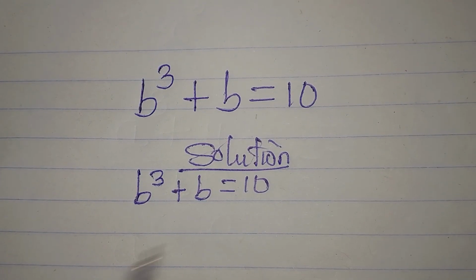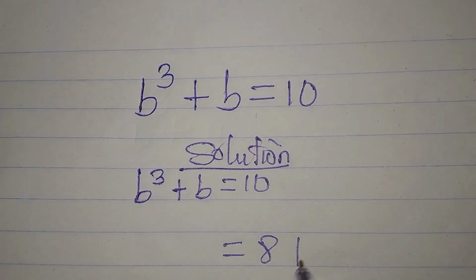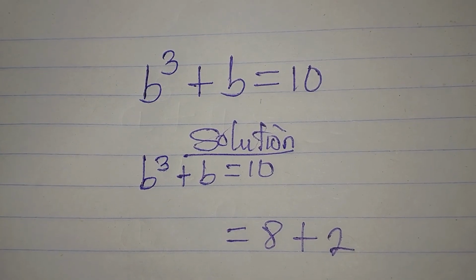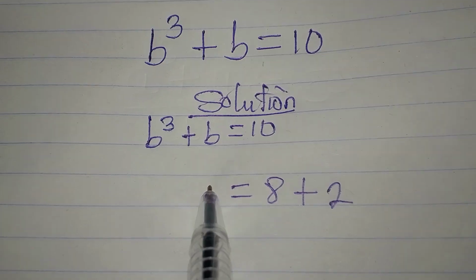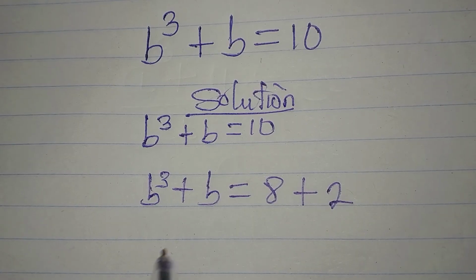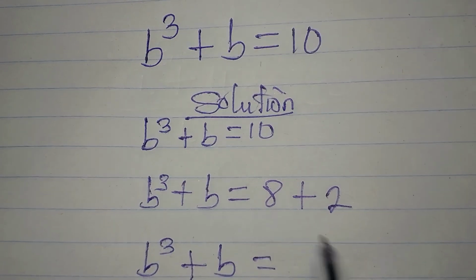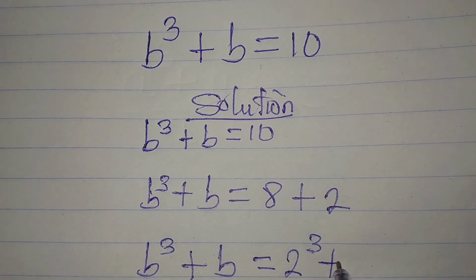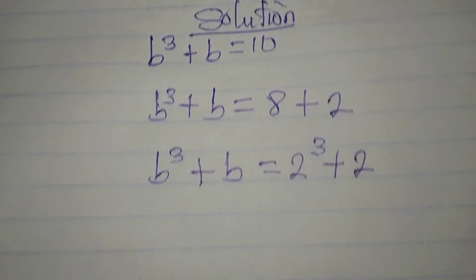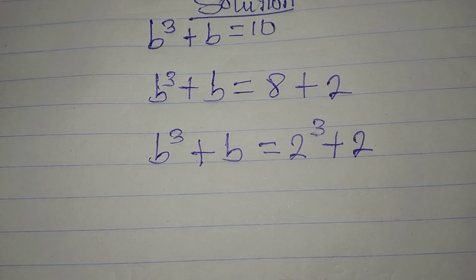Now look at 10 here. 10 can be written as 8 plus 2, and then you will see that 8 plus 2 is already in the form of what we have here, right? Because we know that b to the power of 3 plus b is equal to 2 to the power of 3 plus 2. So if this happens, then the left hand side and the right hand side are in the same form, so we can make our comparison. But even if we do that, we will not have 3 solutions.